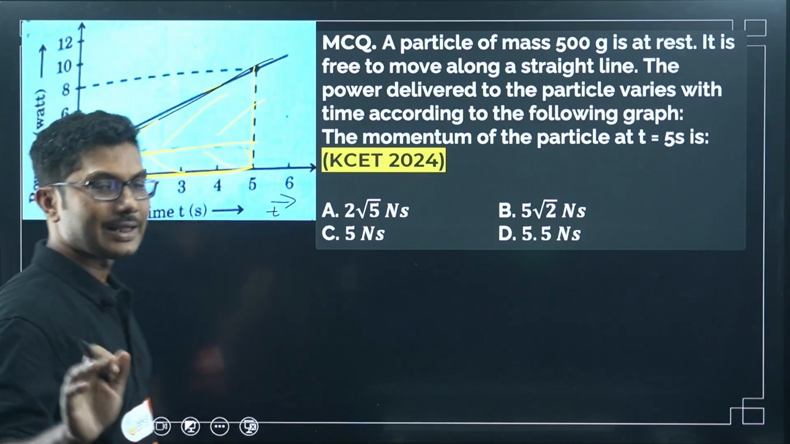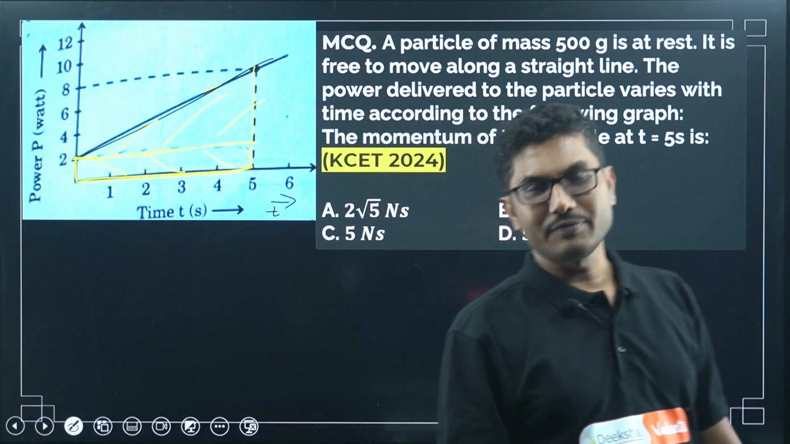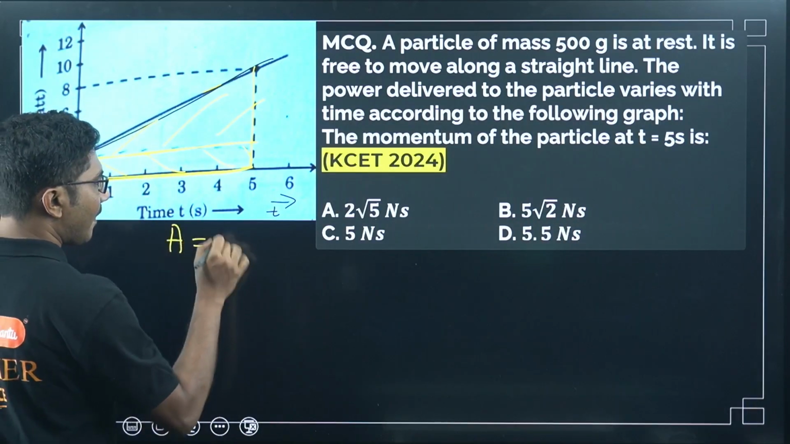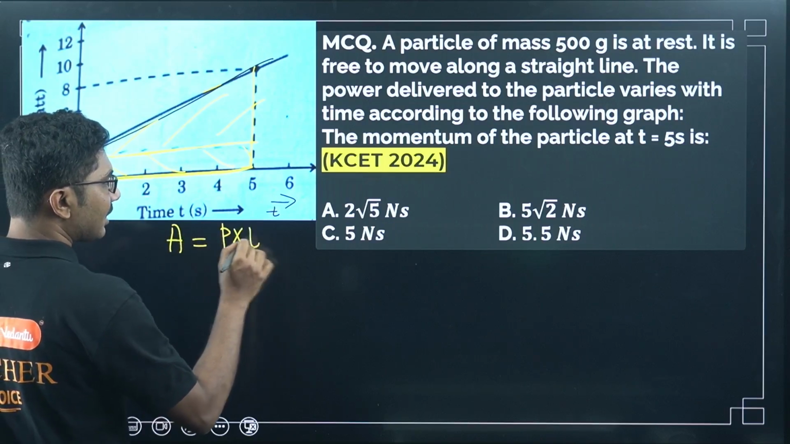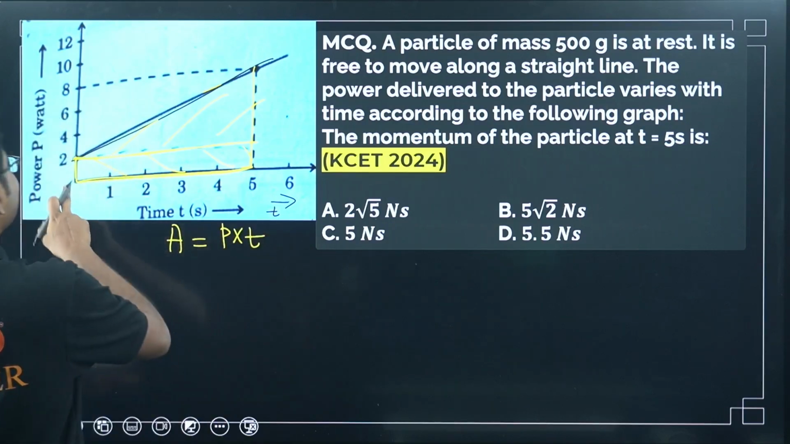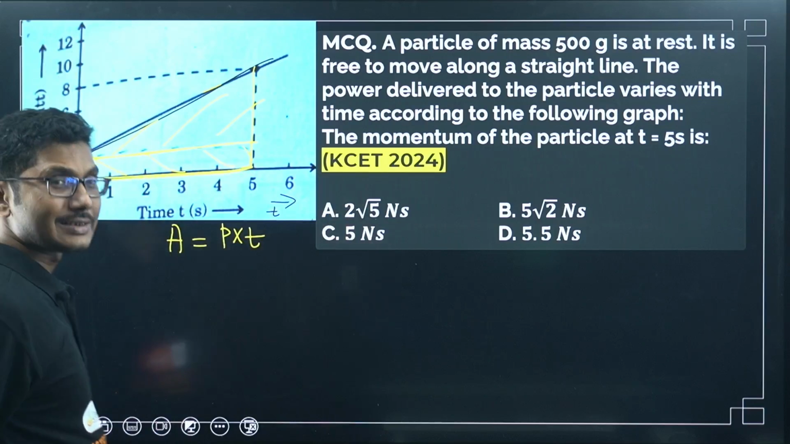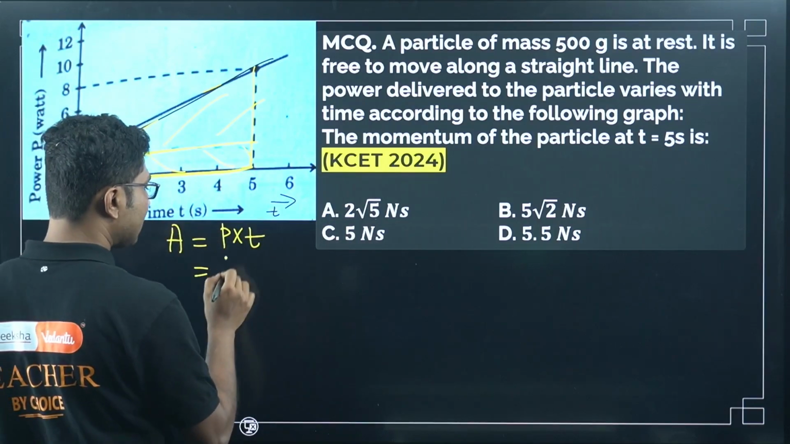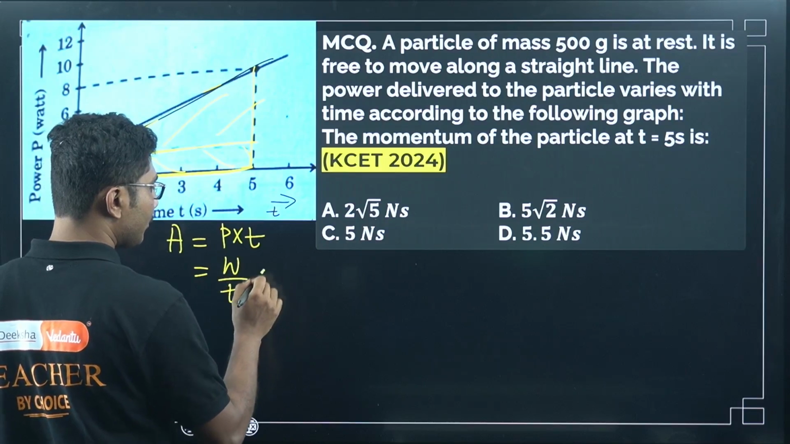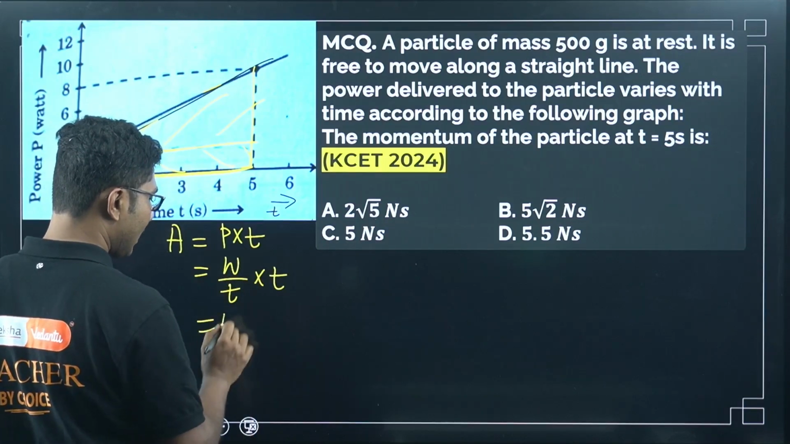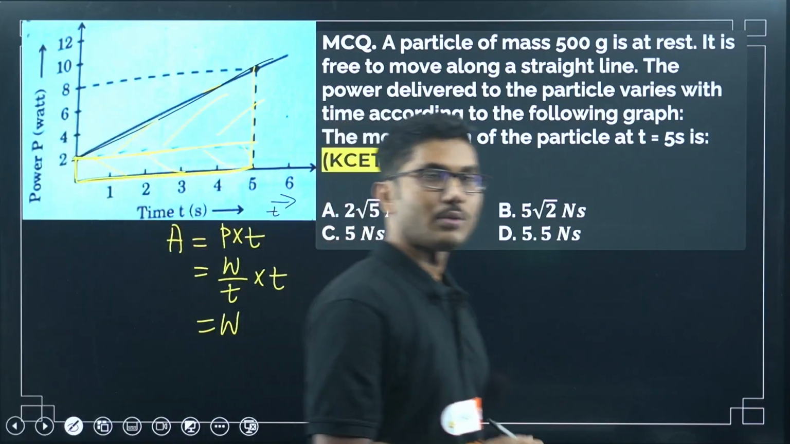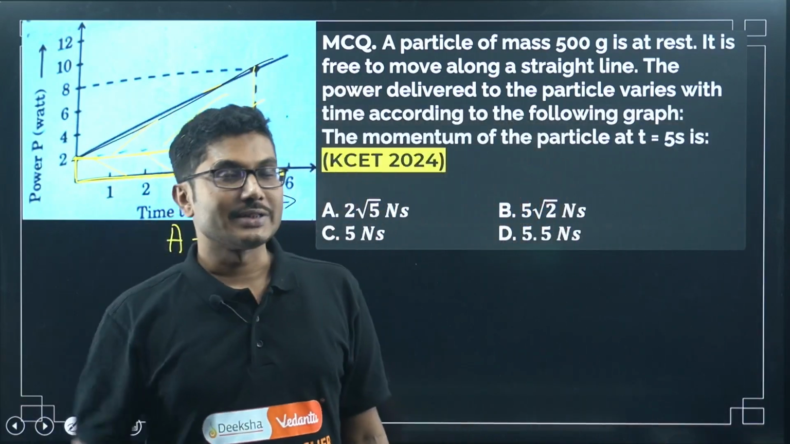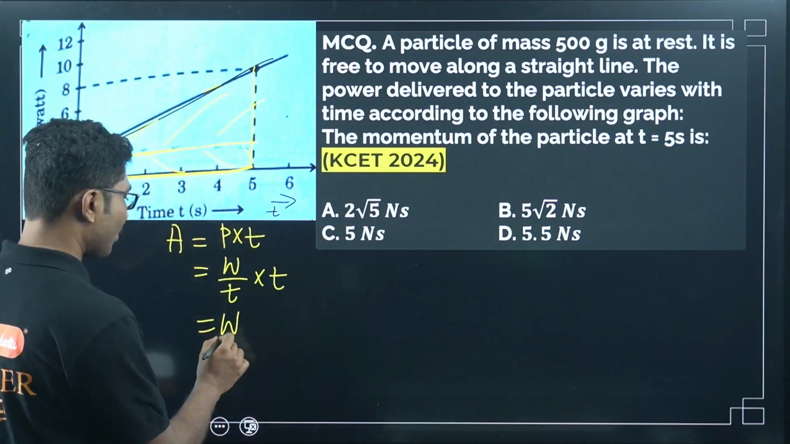First of all, let us understand, in the case of a power versus time graph, what the area represents. Here the area is basically power times time, right? Power is along the y axis, time is along the x axis. So what is power? Power is work done divided by time. So if you find the area under the graph, you are calculating the total work done. So the area under the graph for a power versus time graph is nothing but the total work done.